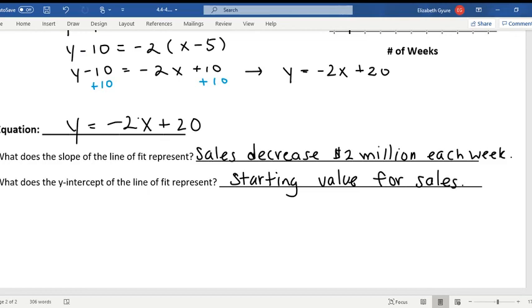Okay, so guys, one more thing, okay? So again, your slope is the change that's happening each week, each hour, each month, whatever's happening. Okay, and then your y value or your y-intercept is always whatever you're starting with, right? Your starting amount of money, your starting amount of DVDs, your starting amount of whatever, okay? All right.